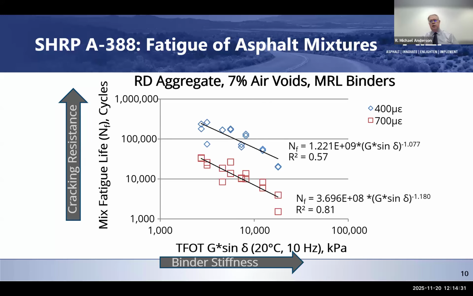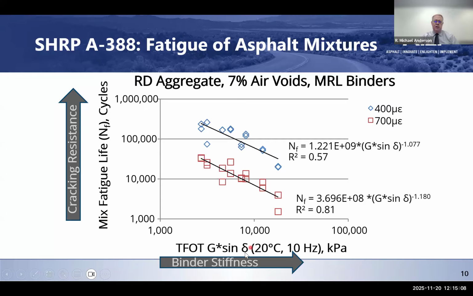Another slide that we showed in part one, this was what they called their 8x2 experiment. They used 8 asphalt binders, 2 different aggregates, 2 air voids, 2 strain levels. And they analyzed what happens to fatigue life as you change these various properties. The y-axis here is cracking resistance. So as mix fatigue life increases, the cracking resistance increases.